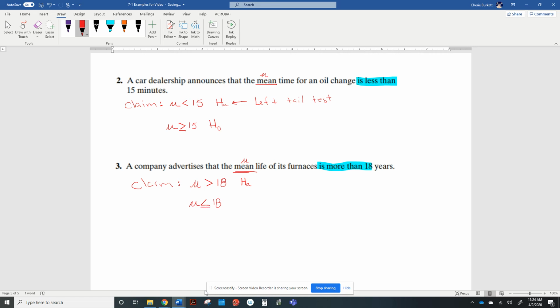Okay. So since this one contains equality, it's going to be the null hypothesis. This is the one that we look at to determine what kind of tail test it is. It's greater than, so we're going to label this as a right tail test.